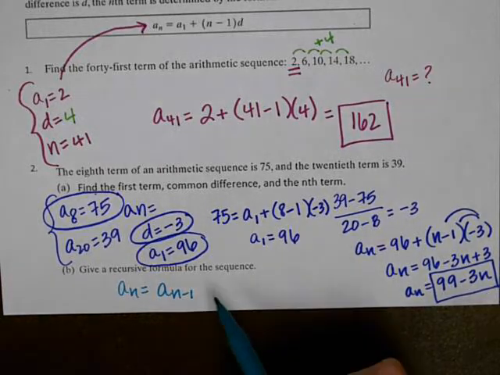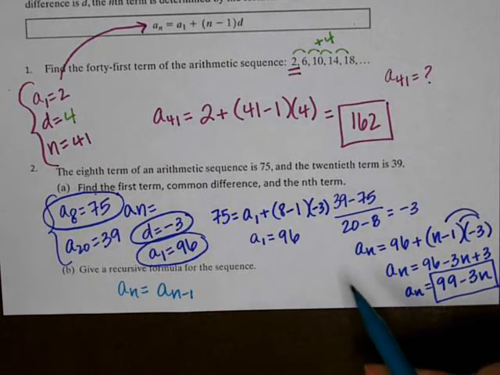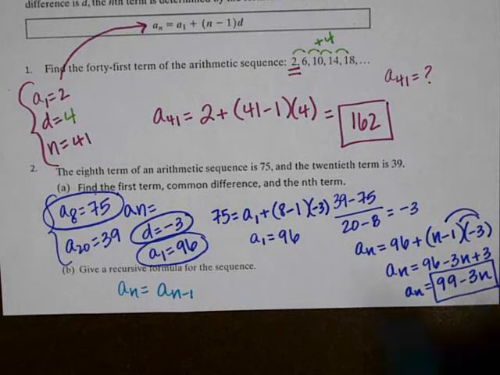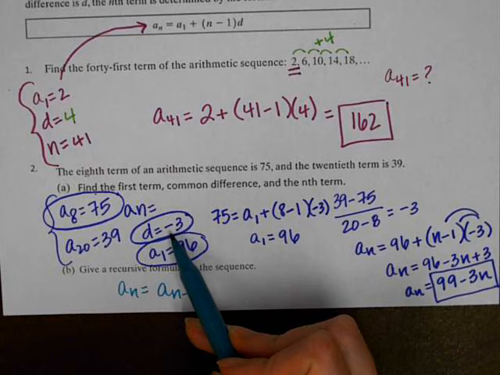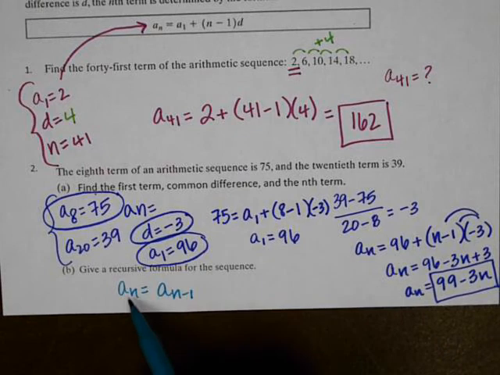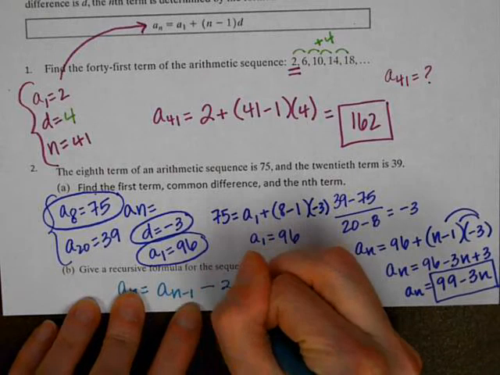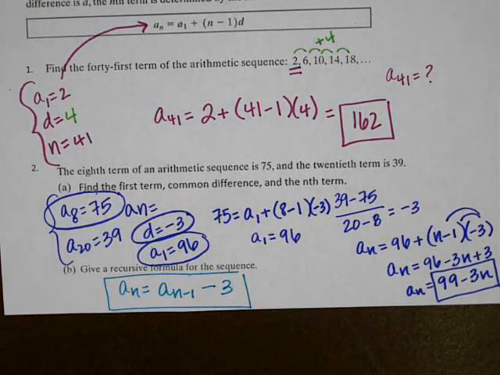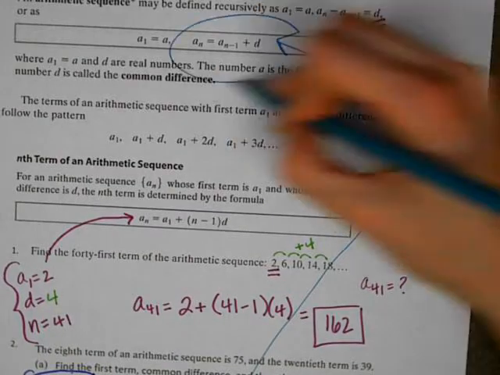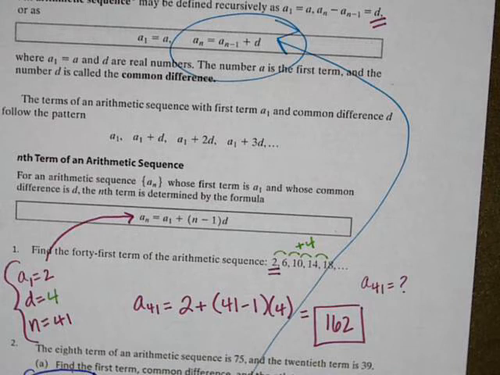And then what are we doing each time to get the next term? Well, we're adding negative 3, or we're subtracting 3. So you just say the nth term is the previous term minus 3. That would be the recursive form. And I got that from up here. It's the previous term plus d.